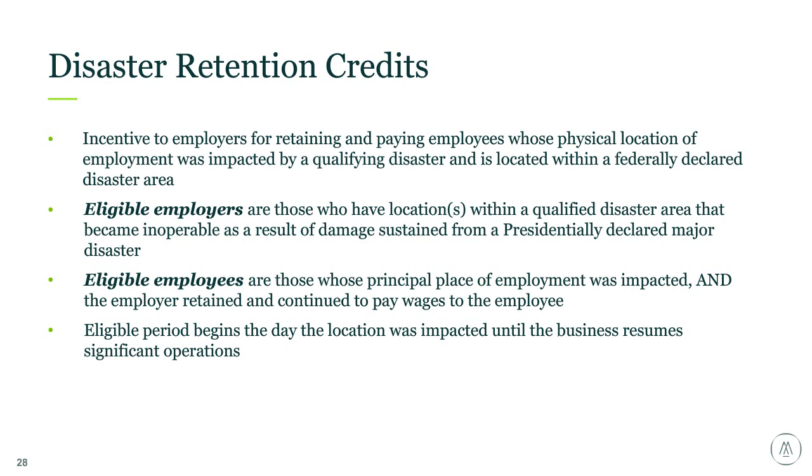And for qualified employees, those are individuals whose primary place of employment, so the place they perform the majority of their work, was impacted and the employer retained and continues to pay them wages. So for example, this could be an employee that maybe was moved to a different location so that they could continue working, or possibly they couldn't work at all, but the employer continued to pay them. The eligible period for this credit begins the day the location was impacted up until the business has resumed significant operations.